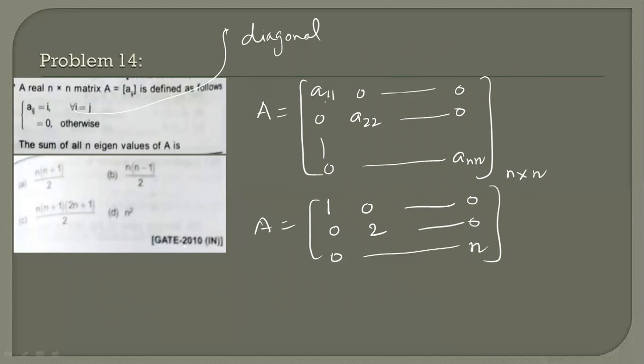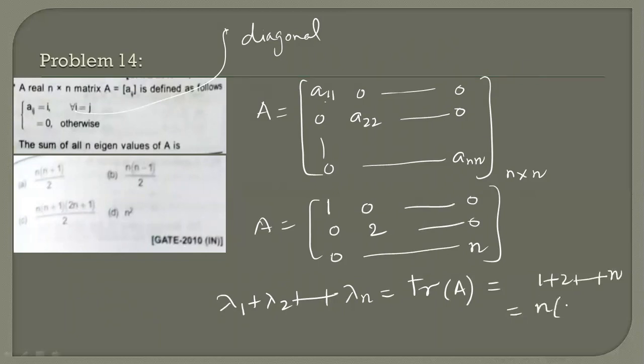So the sum of all eigenvalues. I told you the sum of all eigenvalues of this matrix is equal to the trace of matrix A. And what is the trace of matrix A here? 1 plus 2 up to n. This is the sum of the first n terms of an arithmetic progression. This is equal to n(n+1)/2. So this will be the correct answer, option A.